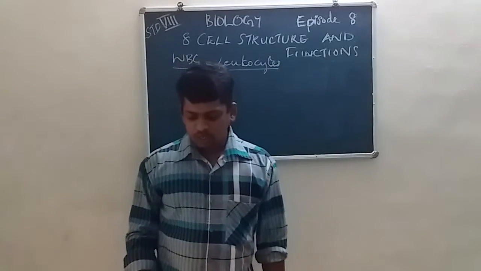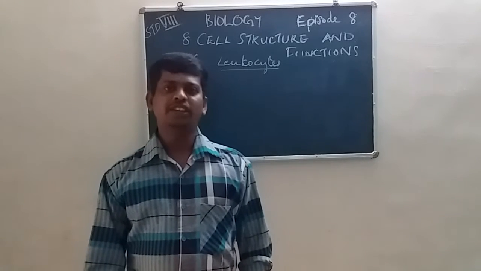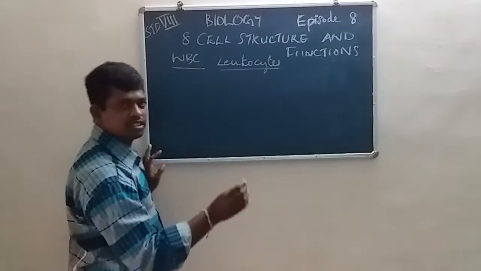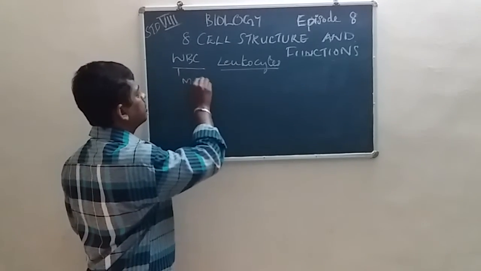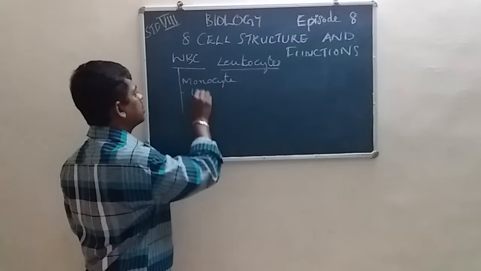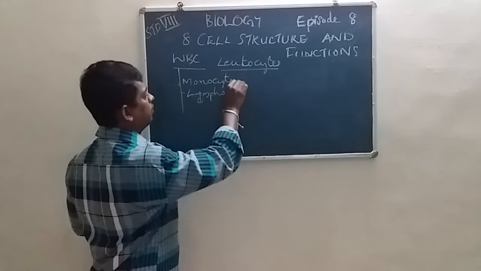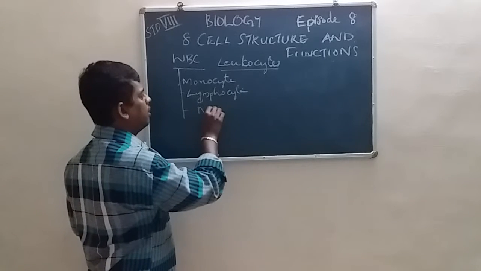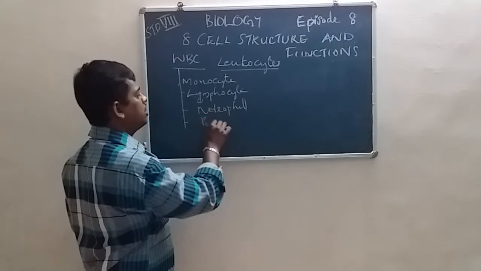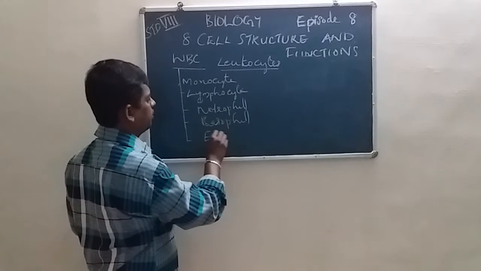Leukocytes. What are they? Monocyte, lymphocyte, neutrophil, basophil, eosinophil. Okay, what are the WBCs? Look: monocyte, lymphocyte, neutrophil, basophil and eosinophil.